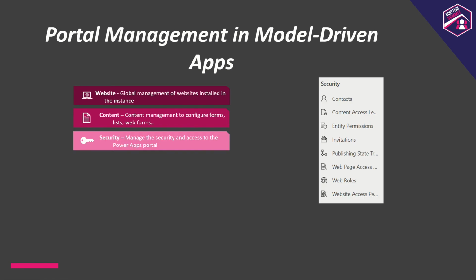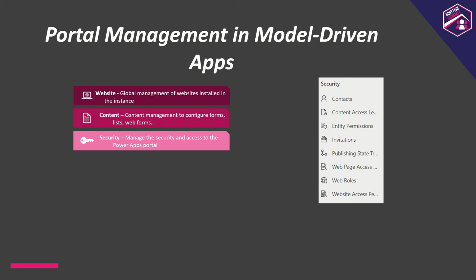Then the third section is the security. It's the most important one, I think, because when we publish a portal for users, we will have to manage with security what are the different pages or access that we will provide to those users. So we can see that we have our contacts, who are our portal users. For each contact, we will have to assign one or multiple web roles, and for each web role, we need to configure the entity permissions.